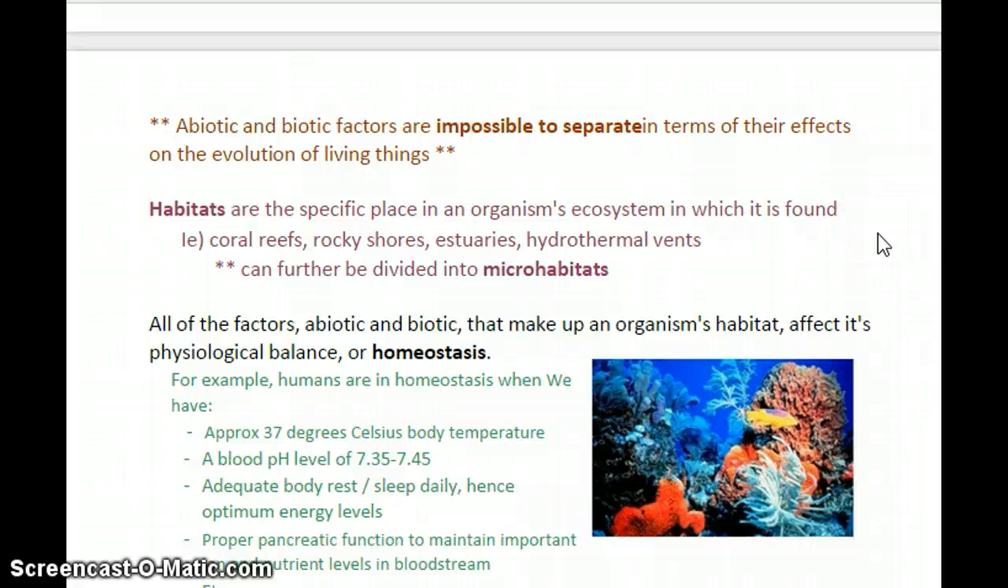Within an ecosystem, there are many habitats. So that's a specific place in which an organism can be found. So for example, if we look at ocean ecosystems, coral reefs might be one habitat. The rocky shore might be another habitat. The hydrothermal vents would be another habitat. So you can find lots of different habitats within a single ecosystem. And they can even be divided down further, if we want to look more closely at organisms, into microhabitats.